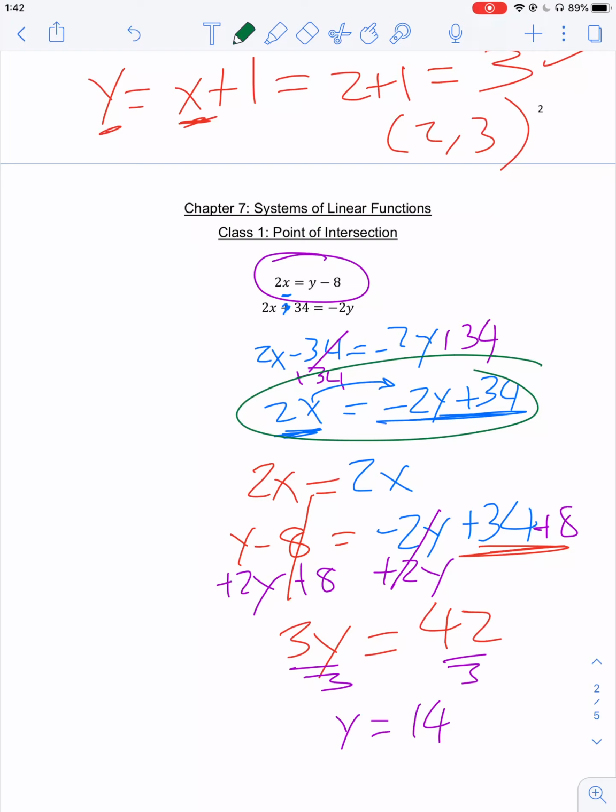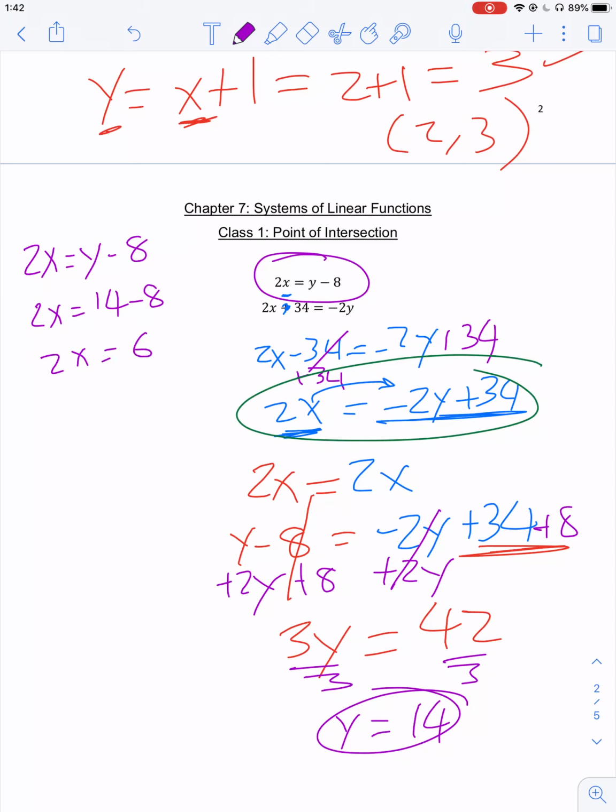So let's do that. Let's just do it up here, and let me do that in purple. 2x is equal to y minus 8. I'm going to replace y by 14, so 2x is equal to 14 minus 8. 2x is equal to 6. When you divide by 2 on both sides, x is actually equal to 3.